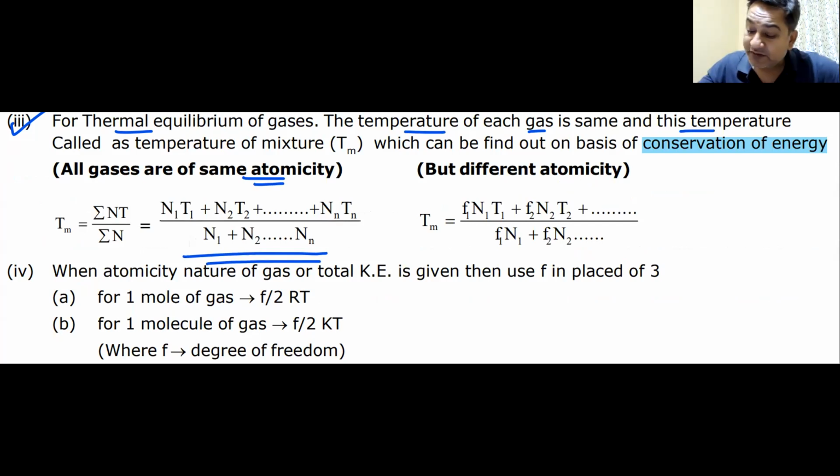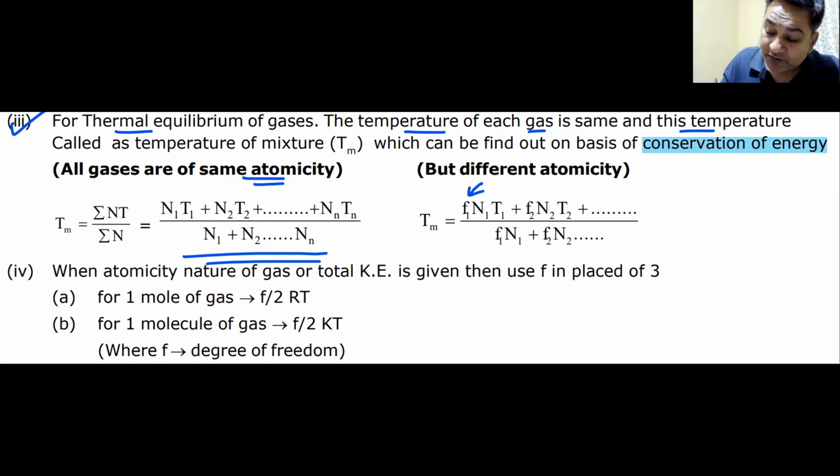If they have different atomicities, then you have F, where F is known as the degree of freedom. Now, what is this degree of freedom? We will come to that in the next class. Right now, you will just remember the formula. If they are of different atomicities, then you have to find the degree of freedom. For a monatomic gas, the degree of freedom is 3. For a diatomic gas, the degree of freedom may be 5, maybe 6. We will understand this degree of freedom in the next class. Do we understand this?